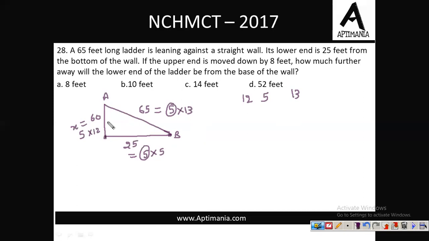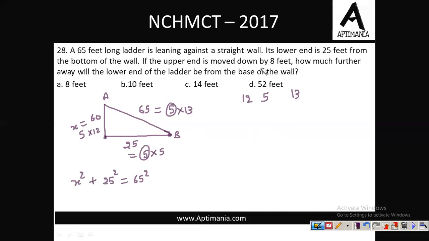This is a short trick. You can always use this Pythagoras theorem to solve this question. यदि आप इसको x assume करते हैं, तो you can use this method as well. X square plus 25 square is equal to 65 square. That will also give you the same answer only. Fine, but this is a short trick.